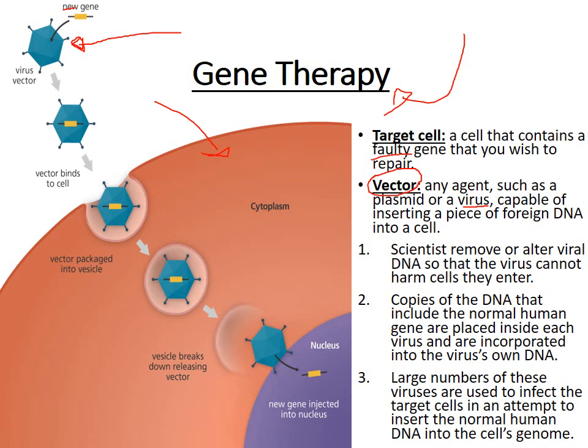So we put a good gene into the virus. That virus will then enter the target cell. It will make its way to the nucleus where the DNA is kept. It'll inject the good gene into the nucleus, and then that gene will hopefully become part of our genome, our DNA collection, and now the gene will no longer be faulty. We'll hopefully have healthy cells from now on.